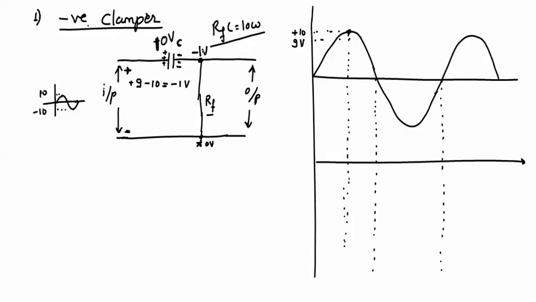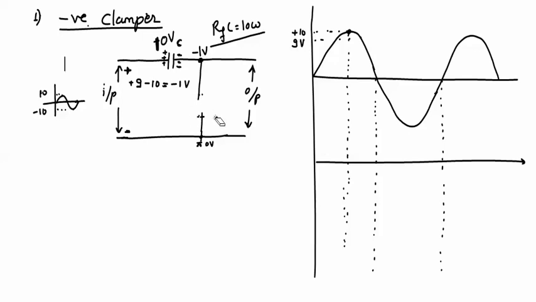If this point is at minus 1 volt, means the diode was connected here like this. For this diode, its anode potential is less than the cathode potential, so this diode will be reverse biased, and now we'll replace this diode with an open circuit.